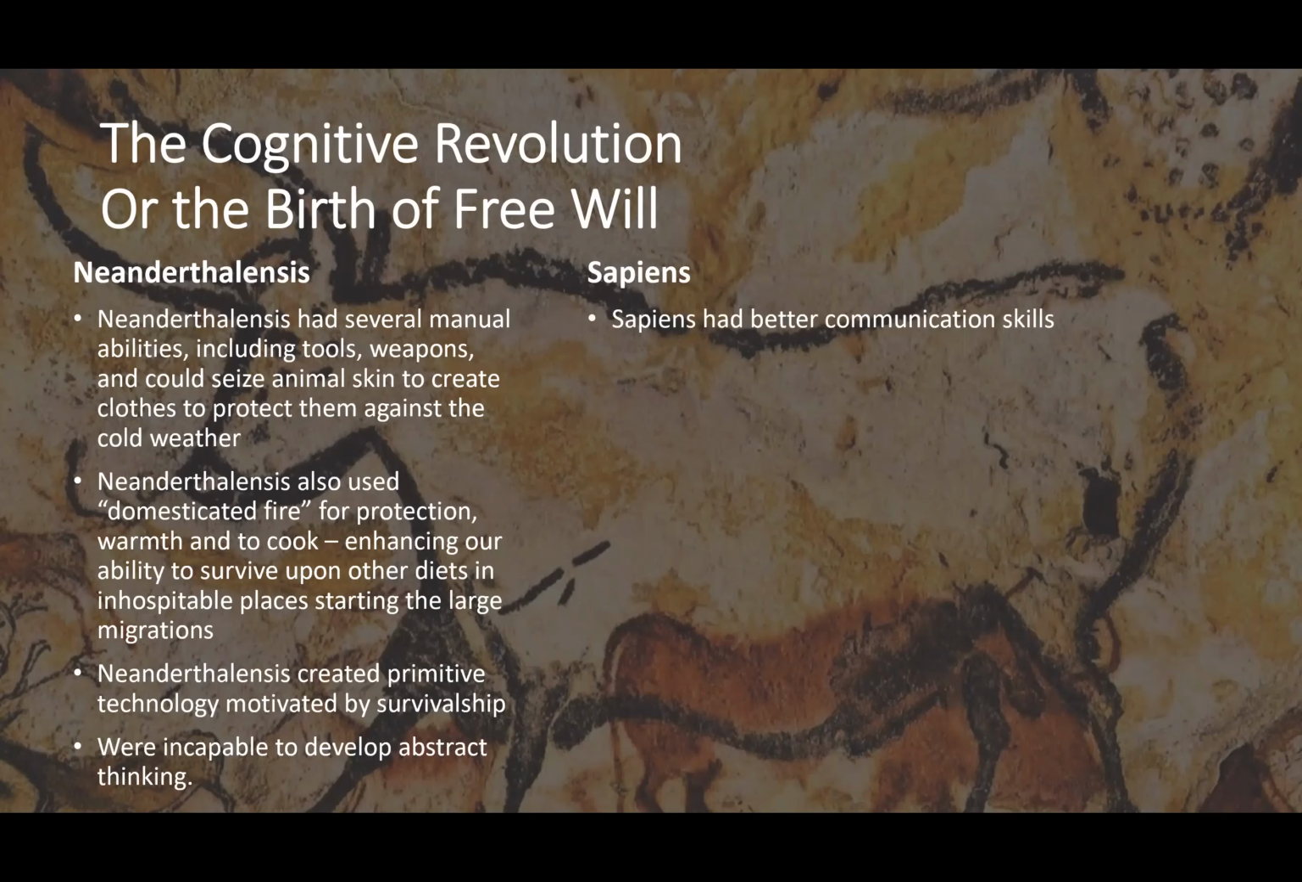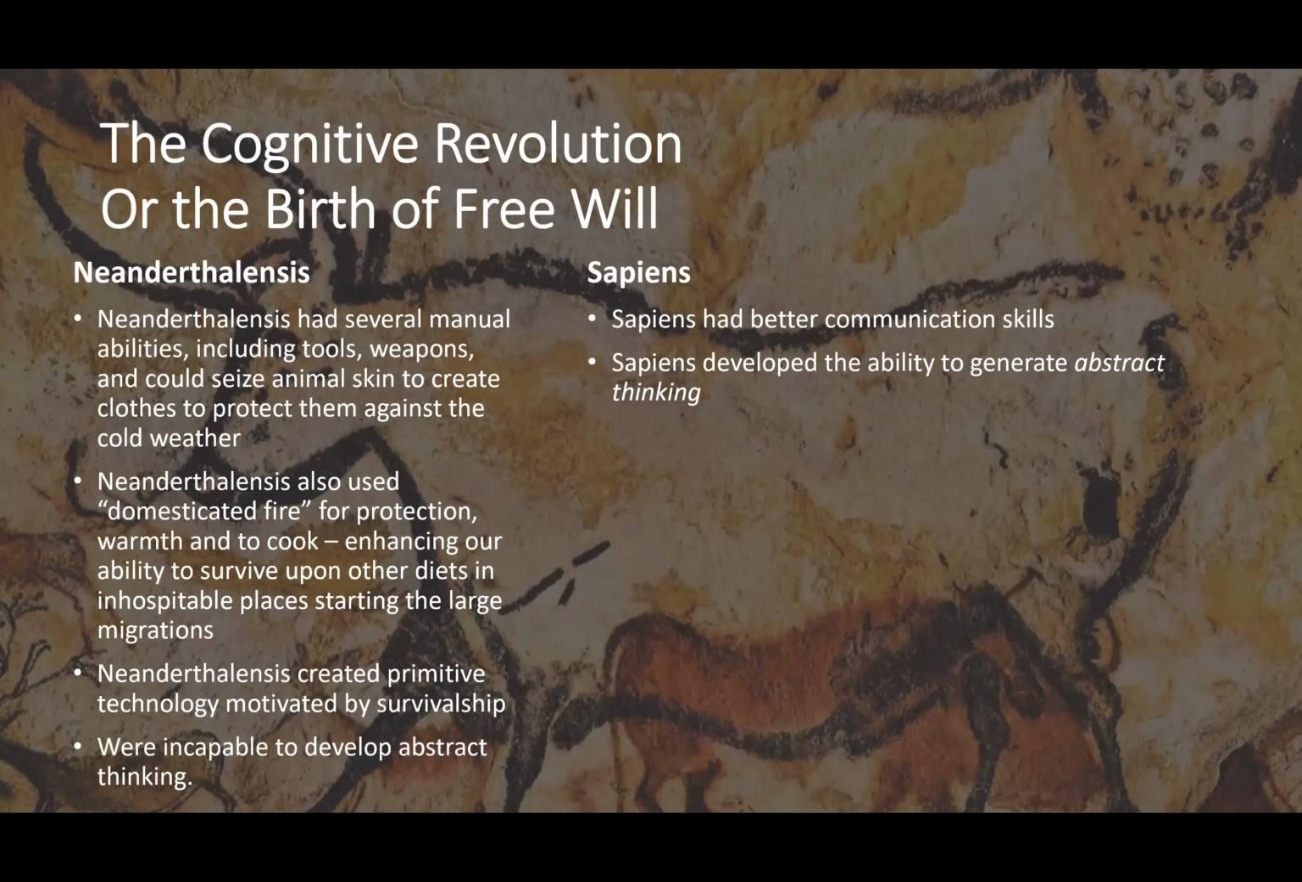We had better communication skills. We created languages. They had words. They could communicate and name a few things, and they could talk to each other, but they could not talk about ideas because they didn't know how to create abstract thinking. For them, a tree is a tree, and what's behind the tree, who cares? I'll see when I go behind the tree. We imagine what's behind the tree, and then we imagine why the tree is there. They could never do that.